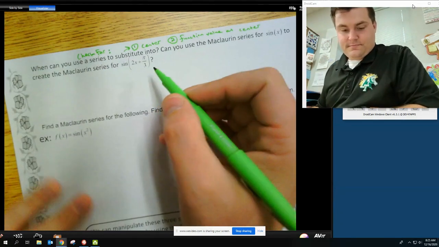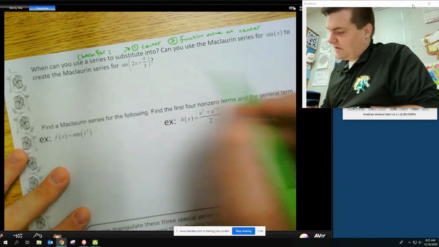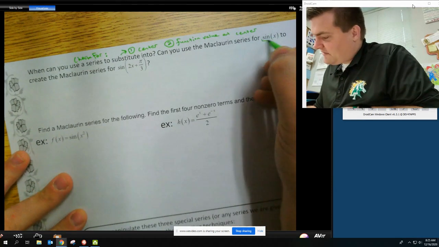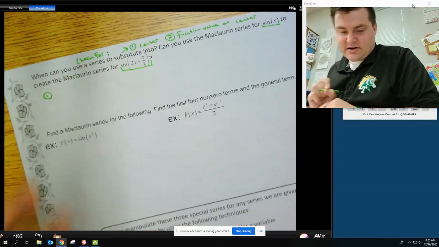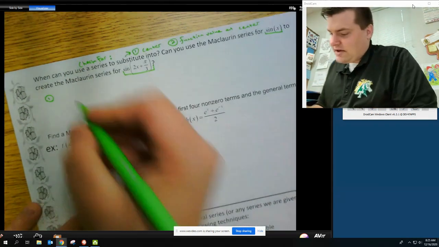So, see if I can create a Maclaurin series here. So for sine of x to this right here. So I need to check for the center. So for the center, are they both centered at 0? Yeah, they're both centered at 0.